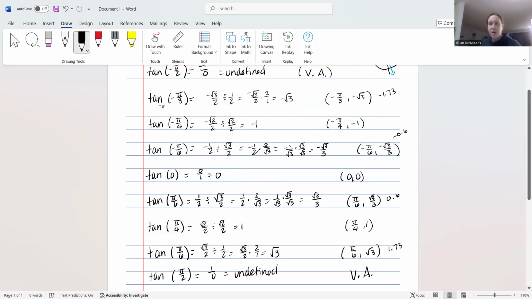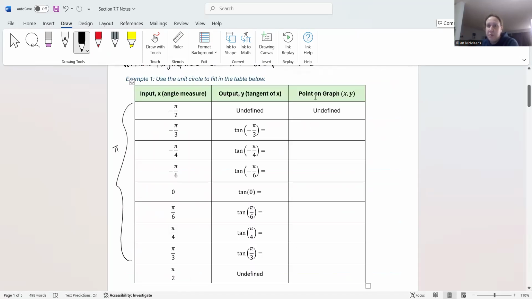Okay. So let's go back to the original worksheet. Sorry for the shifting. Again, my technology is at best, but we use it and we make the most of it. Okay. So here's our worksheet. So you've got your table filled in with those ordered pairs. Remember, if it says undefined, that means vertical asymptote.